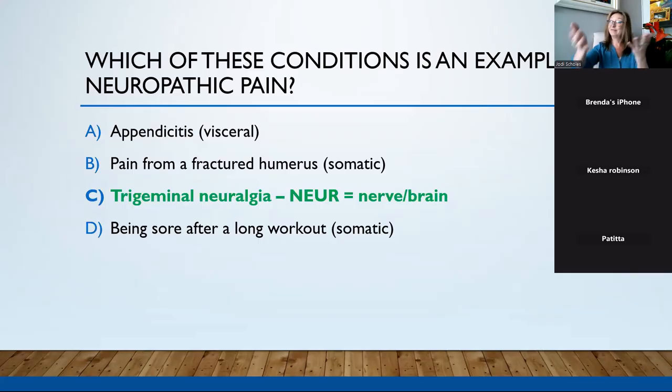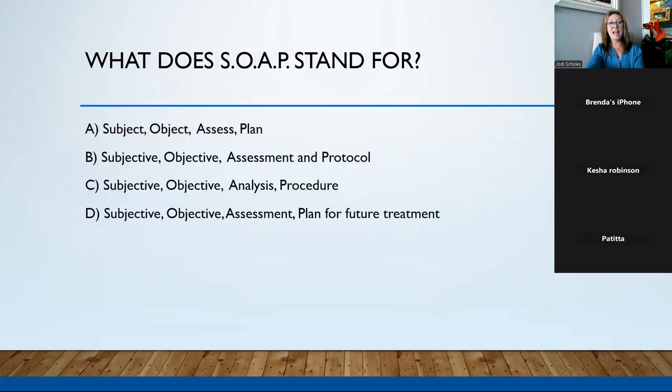Next question. What does SOAP stand for? A, subject, object, assess, and plan. B, subjective, objective, assessment, and protocol. C, subjective, objective, analysis, procedure. D, subjective, objective, assessment, and plan for the future treatment. What does SOAP stand for?